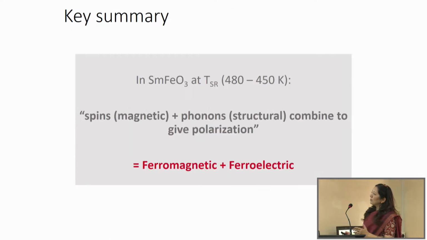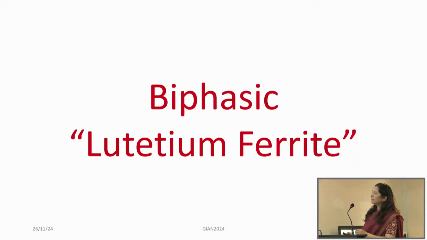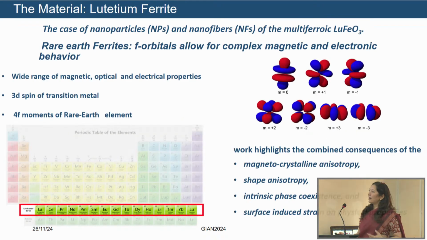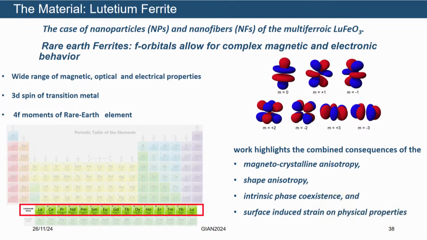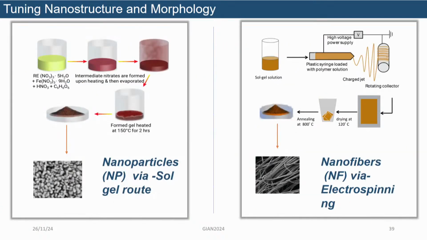So, finally, we could conclude that there is a possibility of multiferroicity in samarium orthoferrite at 480 degrees Kelvin, and spin and phonon coupling are contributing to that effect. Another example of rare earth ferrite which we studied is lutetium ferrite, where again I was intrigued with the 3d-4f dynamics of rare earth ferrite, and we worked, and it was very interesting.